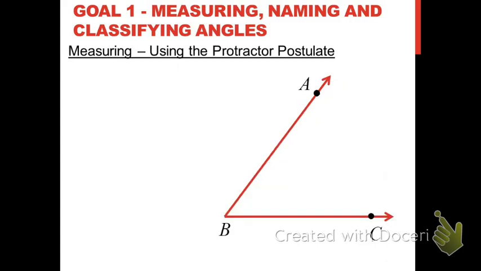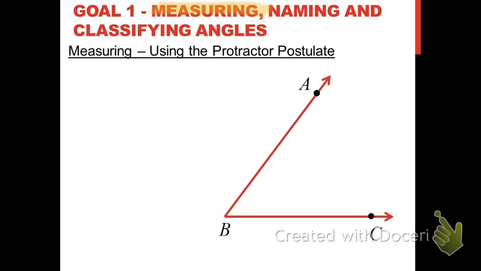However, this next part could be new to you. We're looking at measuring, naming, and classifying angles, and in particular, what I'd like to do right now is learn how you measure an angle. And if you remember writing down the postulates within this section, you remember something called the Protractor Postulate. Basically, the Protractor Postulate explains how you can use a protractor to measure an angle.